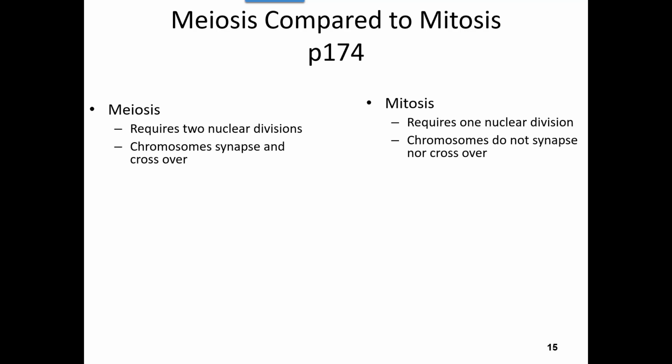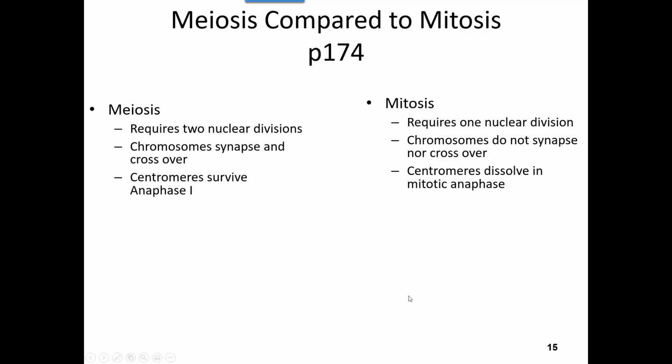Meiosis, the centromeres survive anaphase 1, meaning they hold the 2 halves of that chromosome together. They stay as an X throughout anaphase 1. In mitosis, they yank apart. The sister chromatids say goodbye to each other. Meiosis, you have half the number of chromosomes. Mitosis keeps the same number. Meiosis, you have 4 daughter cells in the end. Mitosis, you just have 2 daughter cells.